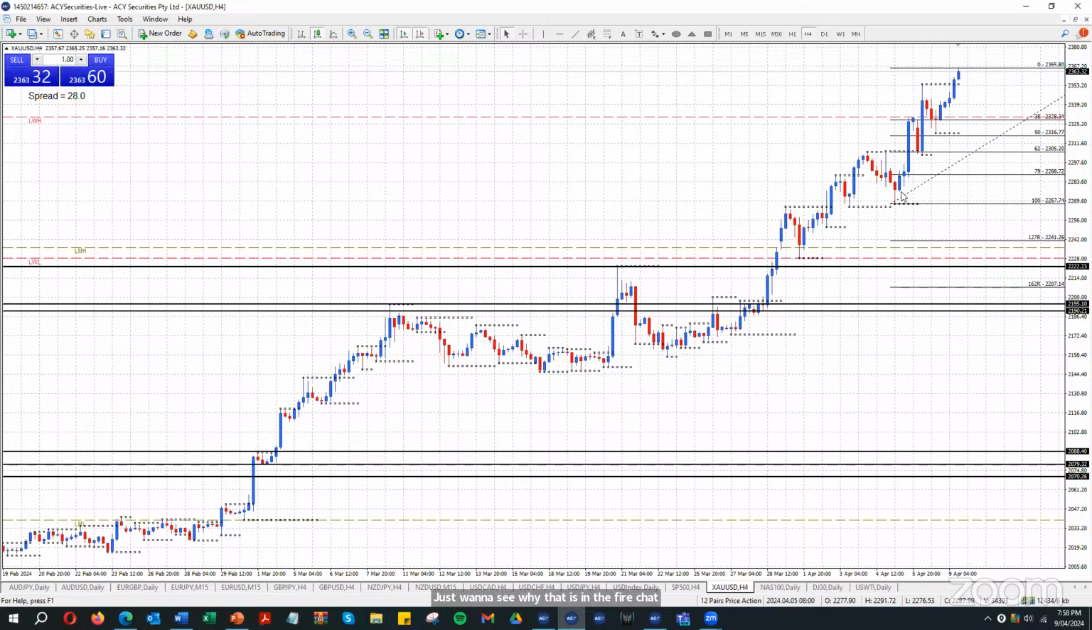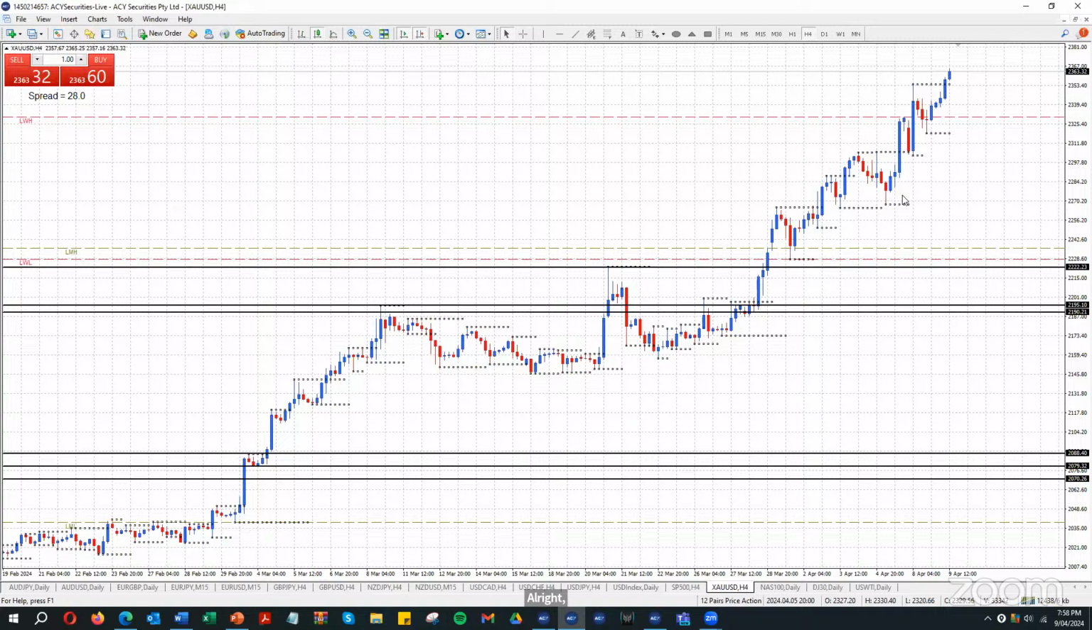All right, it's that low there. So we've got a number of other lows, higher lows here. This just keeps going up. So that's the most immediate support low.